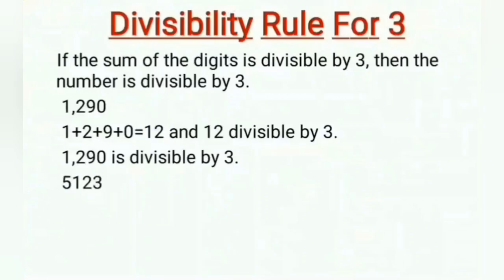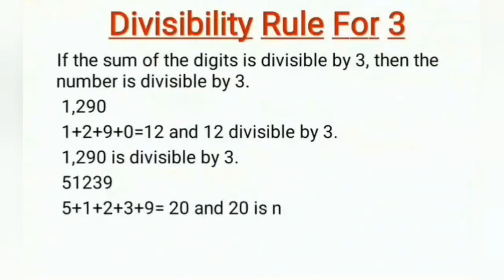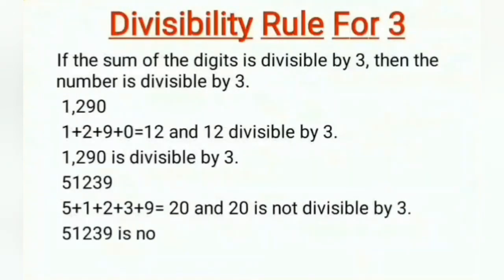Another example is 51,239. Addition of digits gives us the sum 20. 20 is not divisible by 3. So 51,239 is also not divisible by 3.